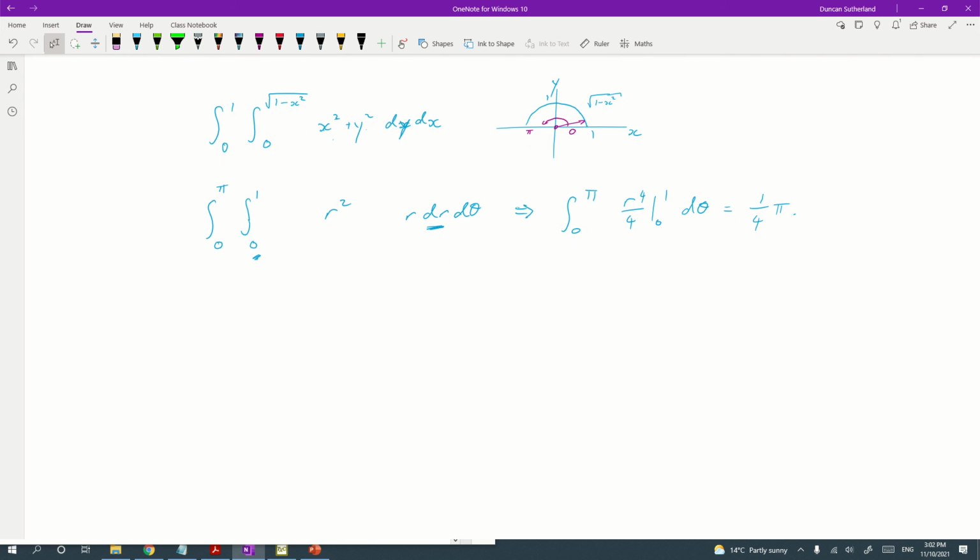All right, so let's think up another example. Let's keep the region of integration the same.